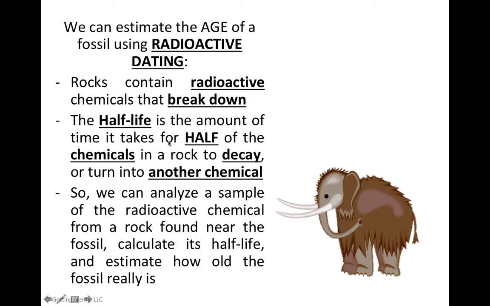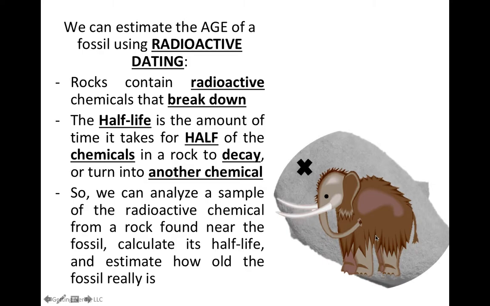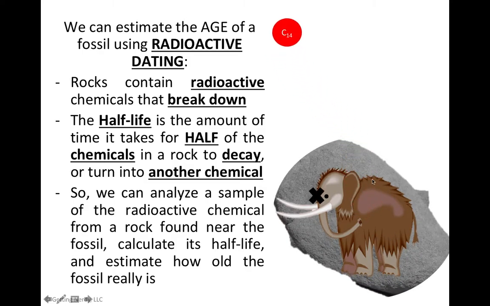A half-life is the time it takes for half of the chemicals to totally decay. We can analyze a sample of a radioactive chemical from a rock found near a fossil, calculate its half-life, and estimate how old the fossil is. For example, we have this little woolly mammoth here, and we probably have a rock right next to it. We can check out the half-life of this rock. These little carbon-14 atoms are going away, and we can see how many carbon-14 are left, or if there's none left, how many of this new chemical are in there, this nitrogen.